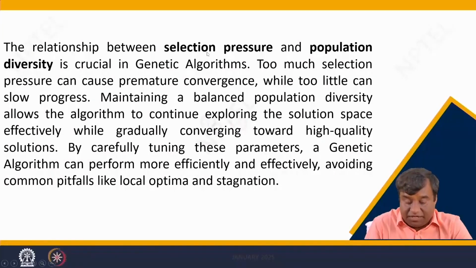The relationship between selection pressure and population diversity is crucial in genetic algorithms. Too much selection pressure can cause premature convergence, while too little can slow progress. Maintaining a balanced population diversity allows the algorithm to continue exploring the search space effectively while gradually converging toward high quality solutions. By carefully tuning these parameters, a genetic algorithm can perform more efficiently and effectively, avoiding common pitfalls like local optima and stagnation.